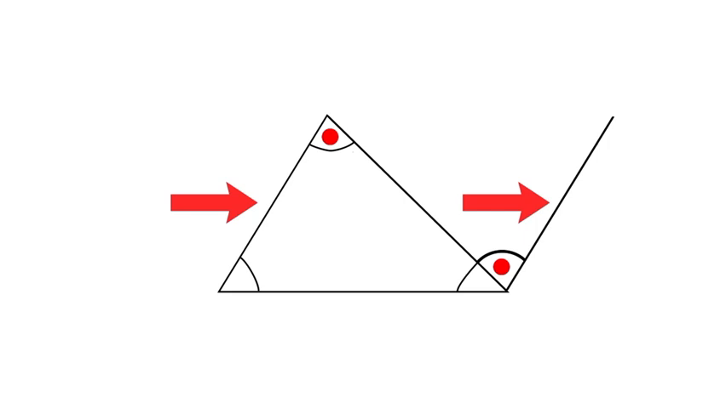Now let's try something else. Let's extend the bottom of the triangle out to the right, and we want to examine another angle. This time we're going to try to find the corresponding angle of this angle that we're trying to find. This is our angle here. Now let's mark it with a green dot.